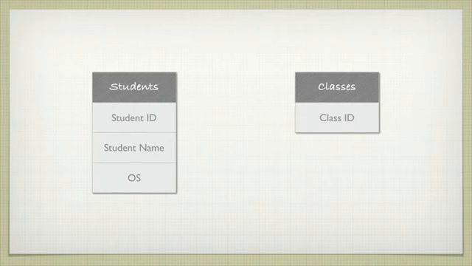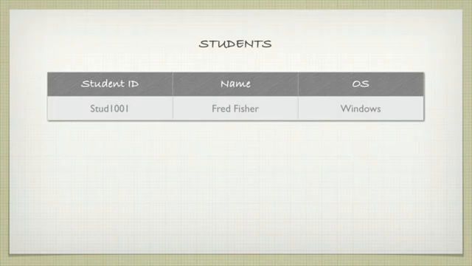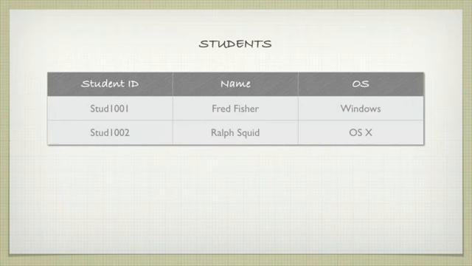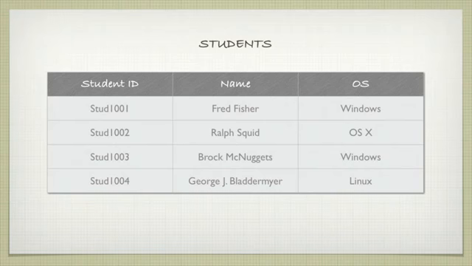For the class, we can have a class ID, a class name, an instructor, and again, all sorts of other information. If we look at the student table itself, we might have a table that looks something like this with the student ID, the name, and the operating system. Student 1001 listed there is Fred Fisher, who uses Windows as an operating system, and student 1002, Ralph Squid, who uses OS X, and students 1003 and 1004, all of that information about the students.